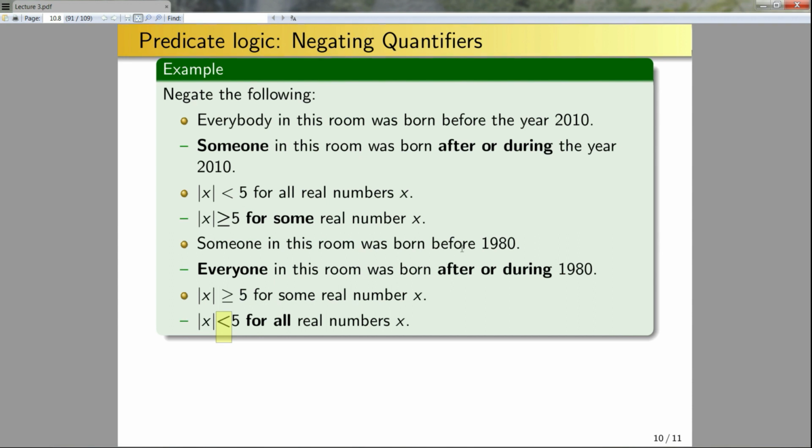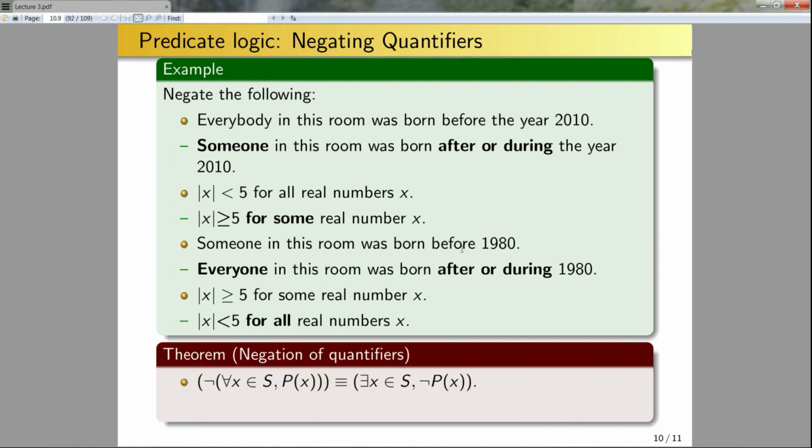So can we formalize this idea for negating quantified statements? The answer is yes, and here's how we do it. The negation of for all x in S, P of x, is the statement there exists an x in S such that not P of x.